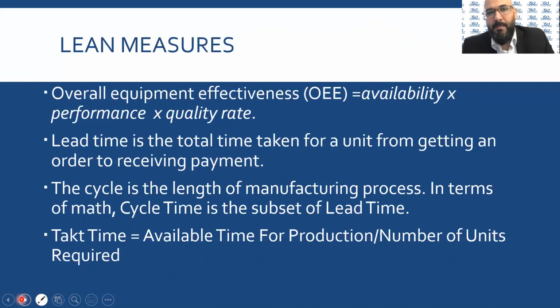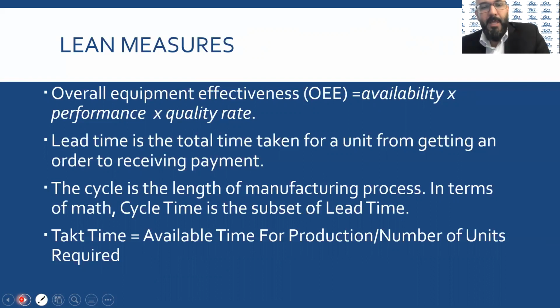Also, another measure that we use in lean is called the lead time and the cycle time. The lead time is the total time taken for a unit from getting an order to receiving a payment. The cycle time is the length of the manufacturing process. In terms of math, the cycle time is a subset of lead time.